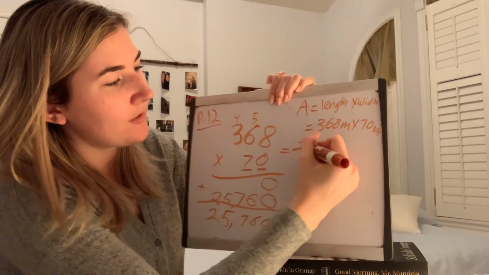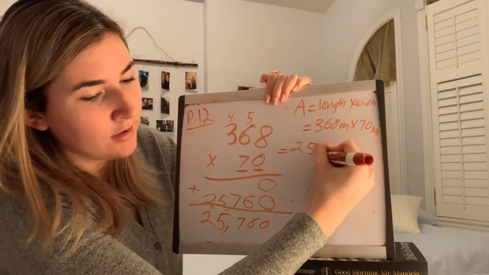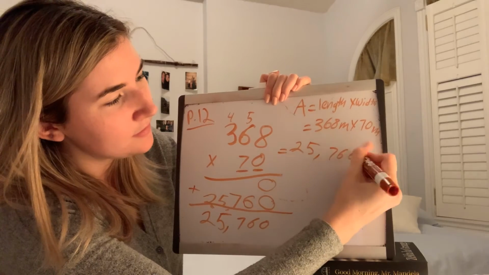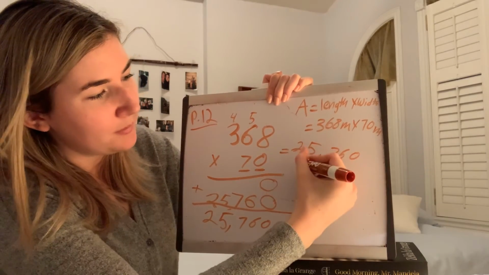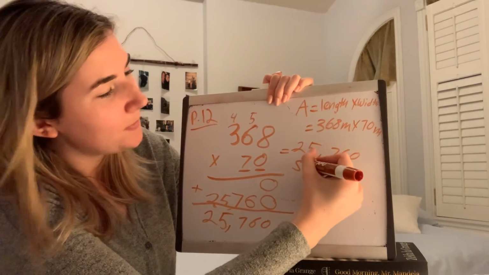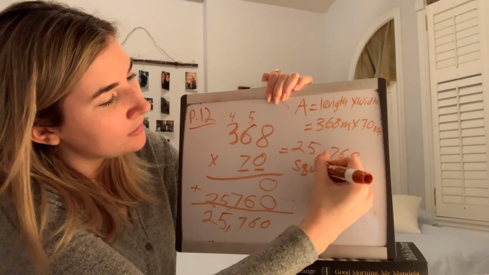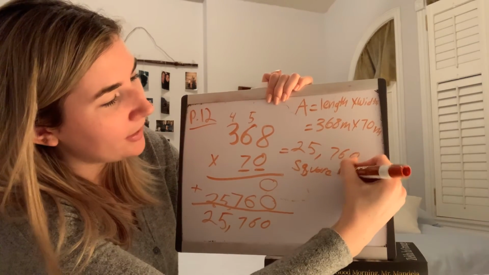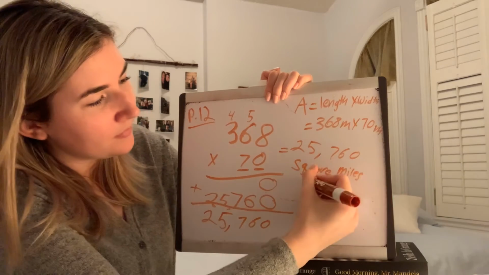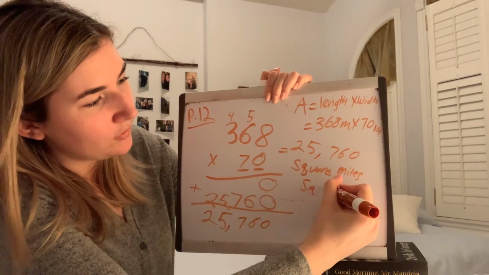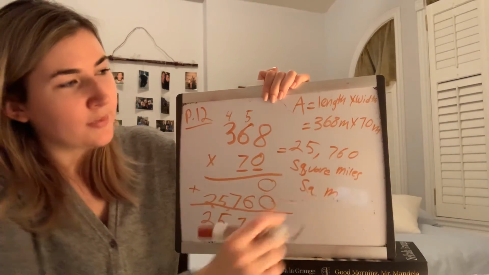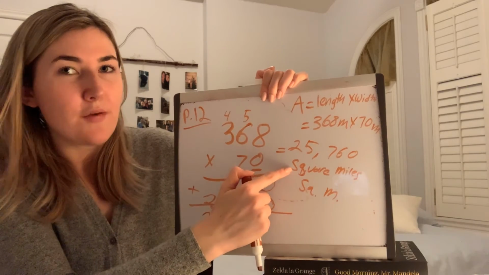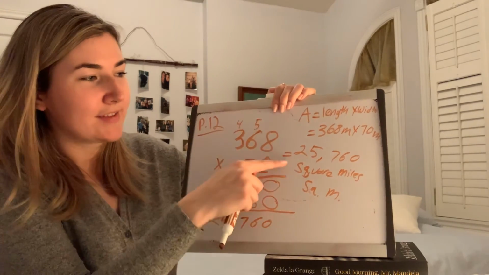So our answer is 25,760. And I'll just write it below since I'm running out of space. Square miles. And you can use the short form too. Right, make sure we include square when we're solving area in our final answer.